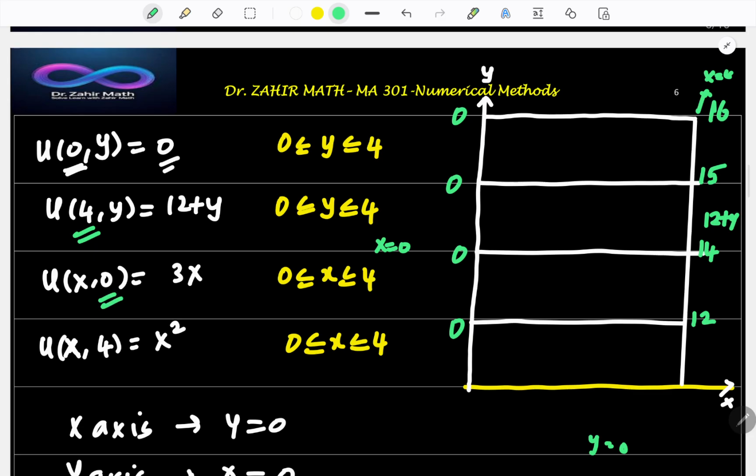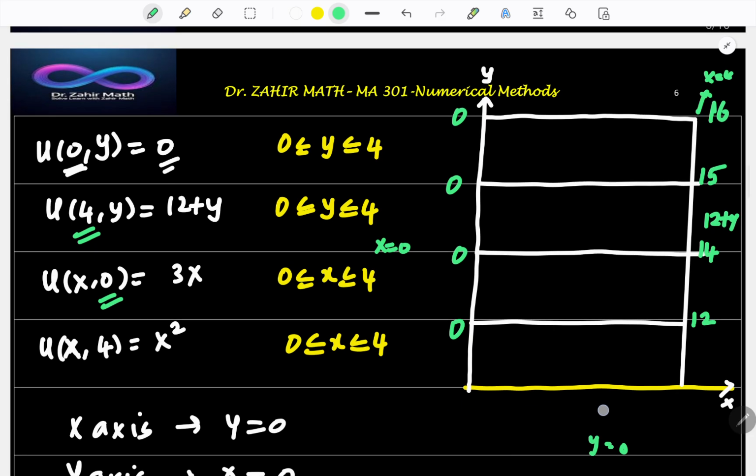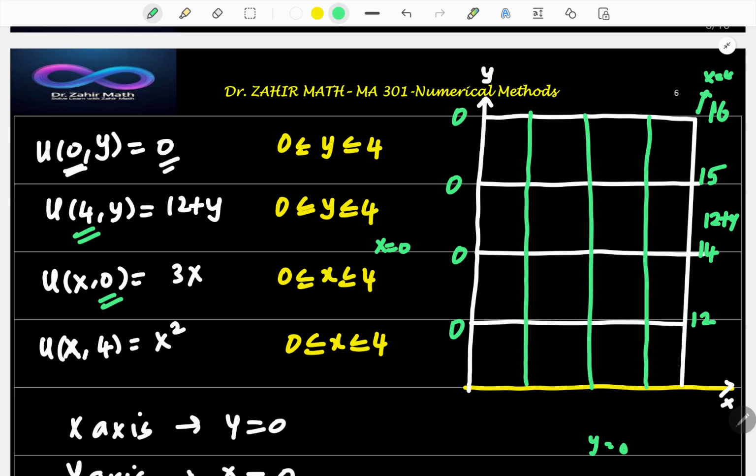When y is equal to 0, what does that mean? It is the x-axis line, right? This one. So when y is equal to 0, the function is 3x. Here I'm also going to mark 1, 2, and then 3. So what is the function given? It is 3x.